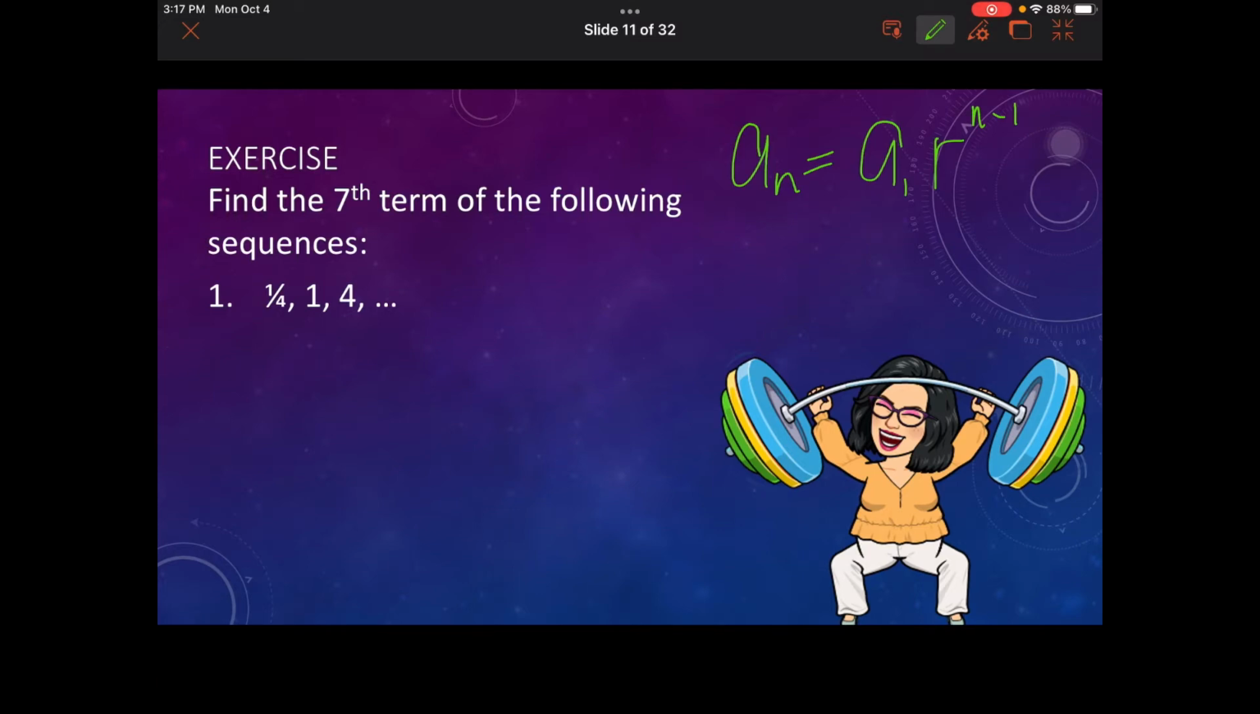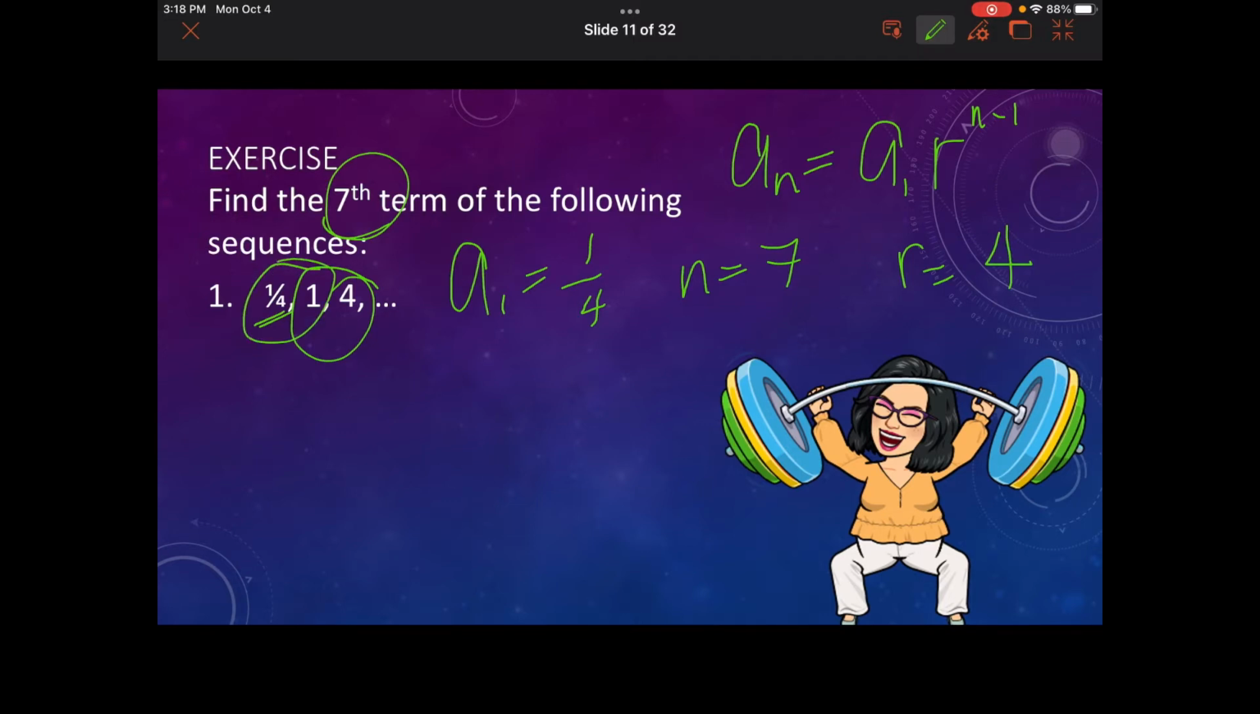Simple lang. So, we need our first term. Obviously, makukuha natin yan from looking at our sequence. Ang n natin ay ibinigay sa problem, 7. And yung r, makukuha po natin by dividing two consecutive terms. So, kung magdi-divide po tayo ng 4 divided by 1, you will know that our r is 4. It's going to be the same thing if we divide 1 divided by 1/4. Okay, so 1/4. Or 4, sorry.